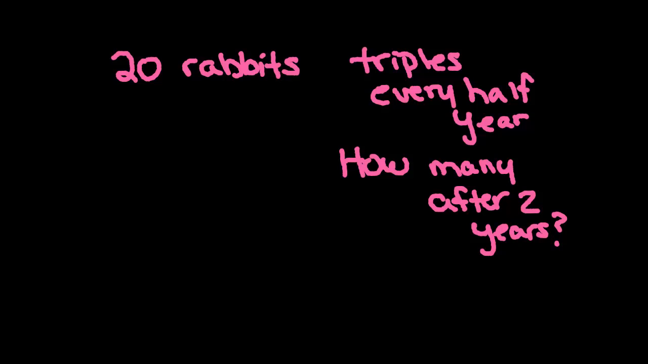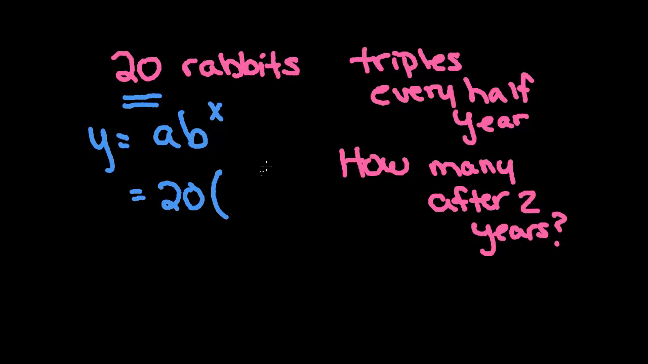So y equals ab to the x. A is the initial number of rabbits. What's happening to the rate of the rabbits? They are tripling. So it is changing at a rate of 3 to the x. Trickiest part of this is figuring out that value of x.